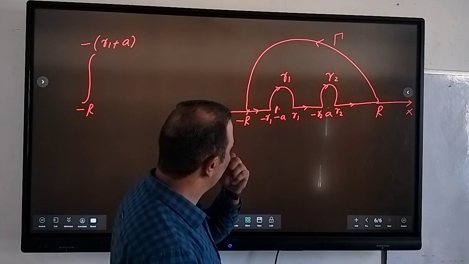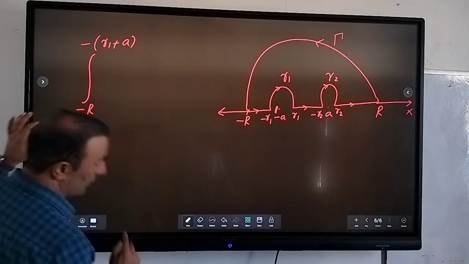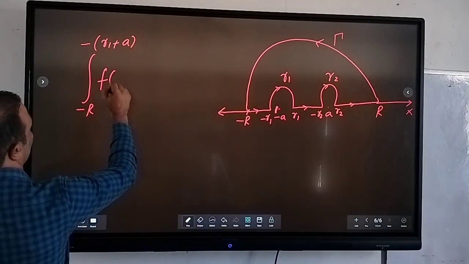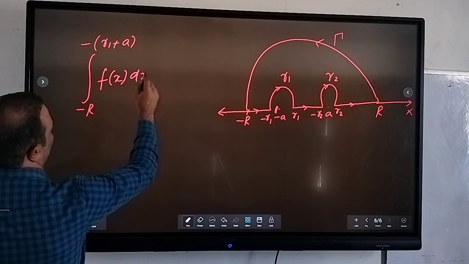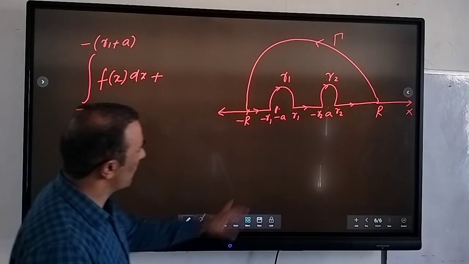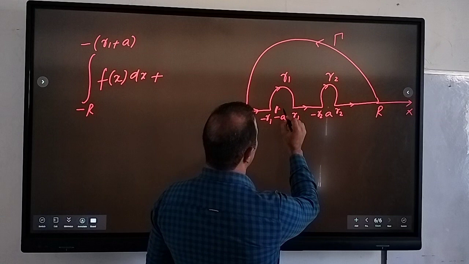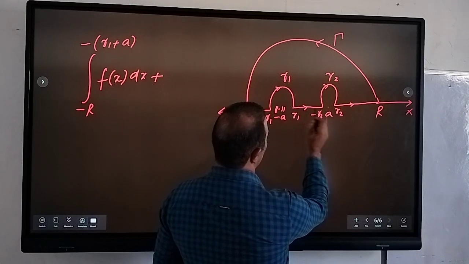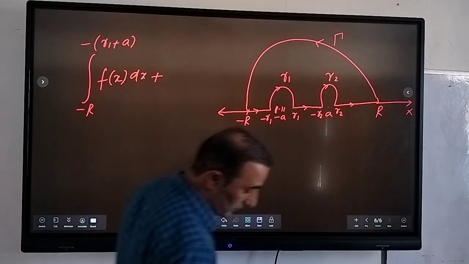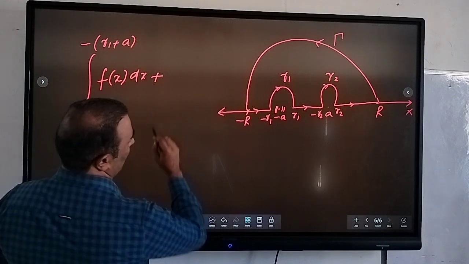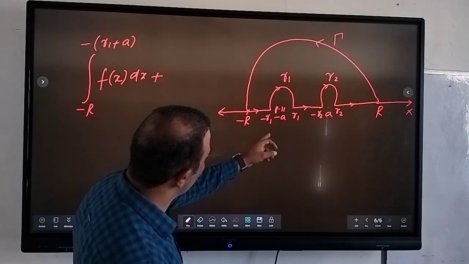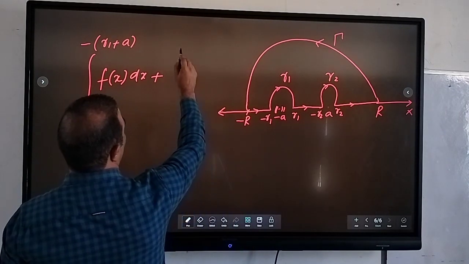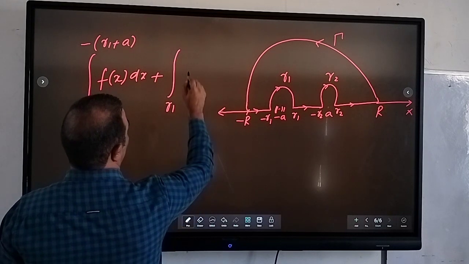And so this is the first integral, the integral of f of x dx. The second integral will be from this point to this point. So we take one more integral, that will be the integral of f of z dz over the small circle of radius R1.